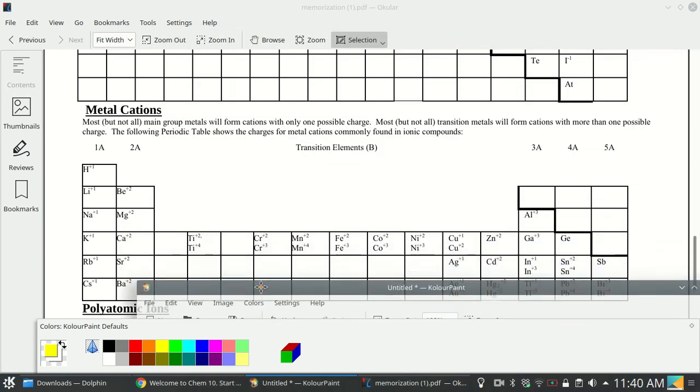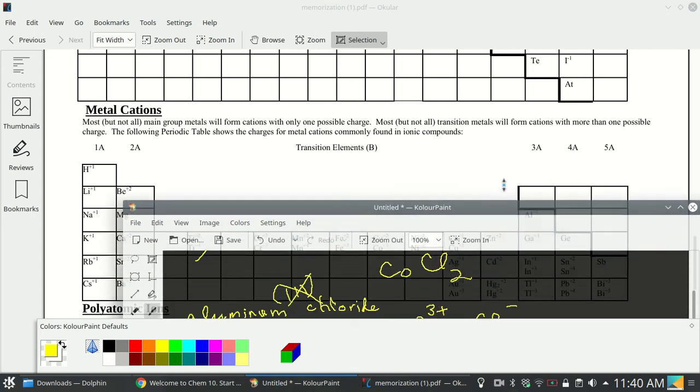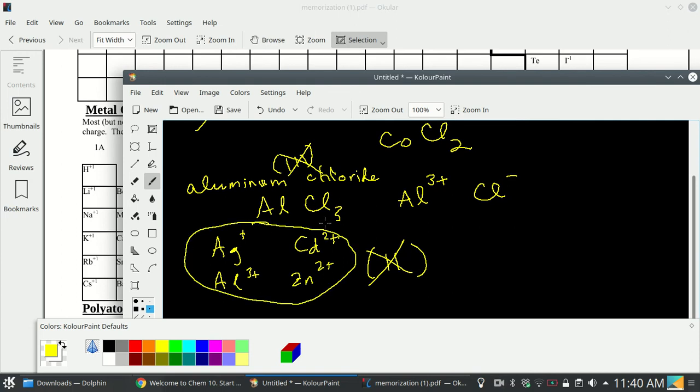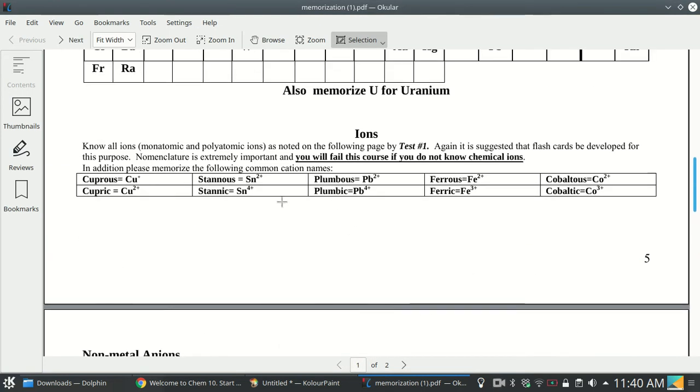So the post-transition and transition metals with only one charge when they become ions. Did I say 5? I'm sorry, I meant 1, 2, 3, 4. There are 4 of them, not 5. Okay, so they are Ag, which is 1 plus, Al, which is 3 plus, Cd, which is 2 plus, and Zn, which is 2 plus. So there will be no Roman numerals for any of these guys, all right? There will be no Roman numerals for these guys. All right, now that that's out of the way, let me show you this.